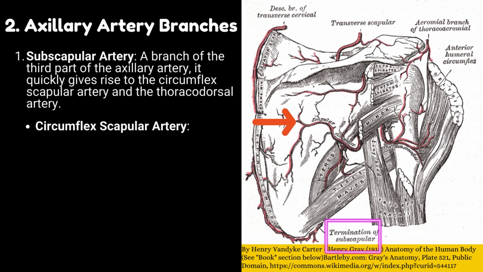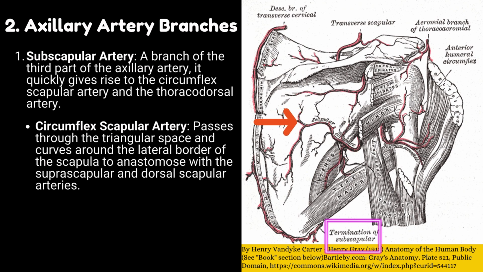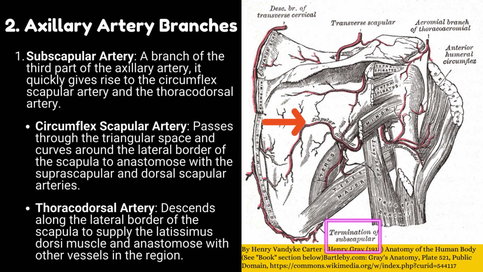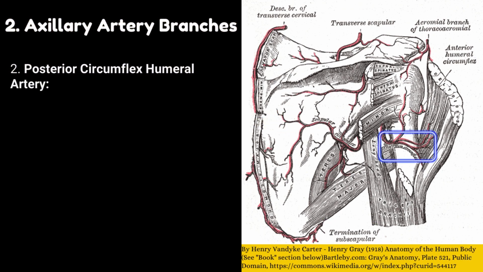Circumflex scapular artery. It passes through the triangular space and curves around the lateral border of the scapula to anastomose with the suprascapular and dorsal scapular arteries. Thoracodorsal artery descends along the lateral border of the scapula to supply the latissimus dorsi muscle and anastomose with other vessels in the region.